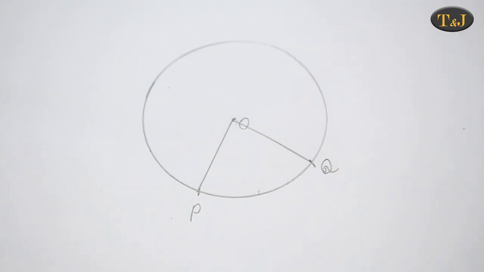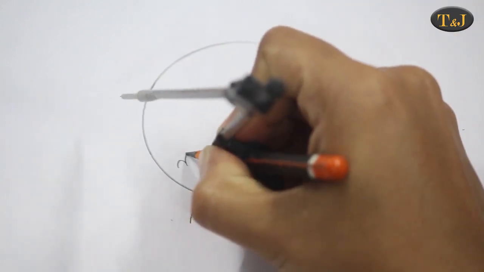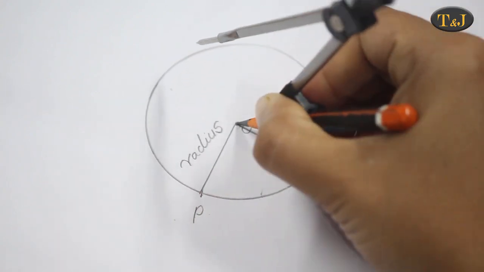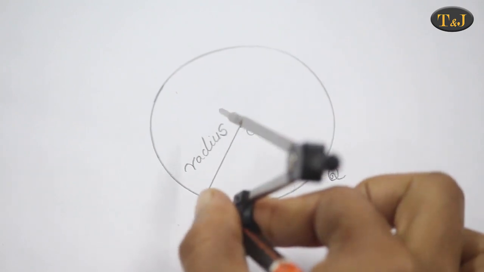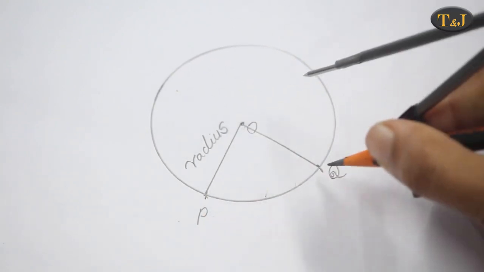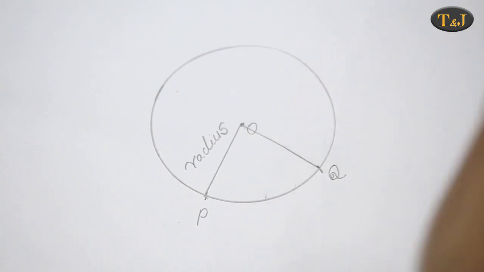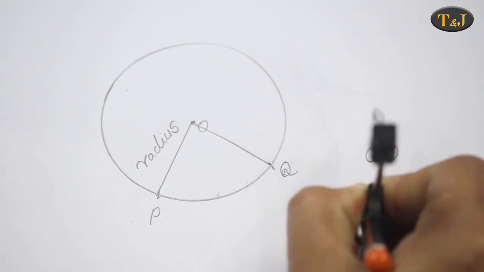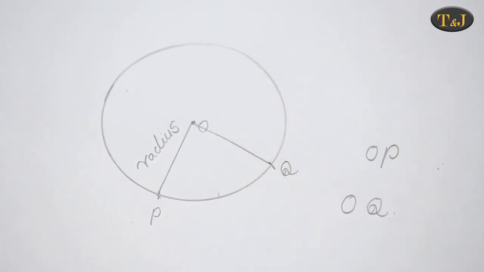So it is known as radius. The distance from the center to the point P is one radius and the distance from the center to the point Q is another radius. So one radius is OP, then another radius is OQ.